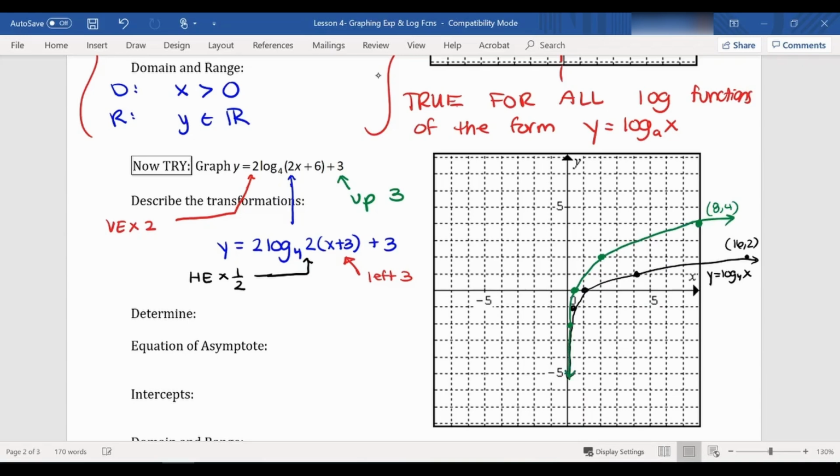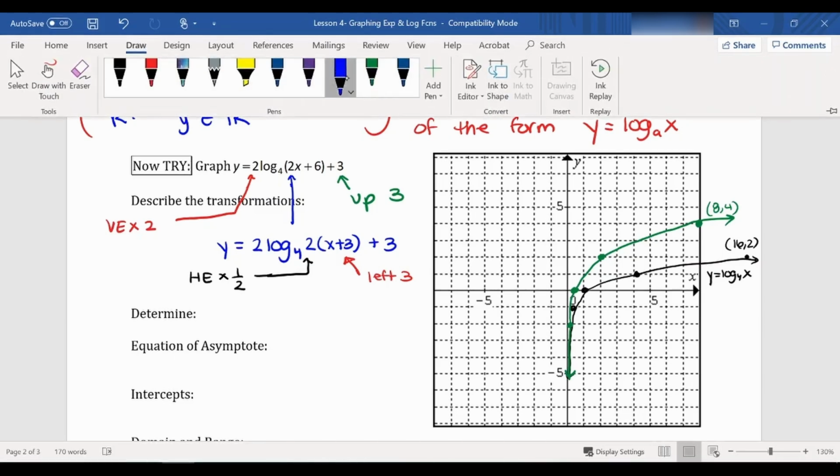Now, notice how my asymptote would stay on the axis for now because we're only dealing with expansions and compressions. My asymptote's at 0, so any expansions, compressions will not move that asymptote. However, my asymptote will move when I move this thing left, right. So once I move this thing, I'm going left by 3, up by 3. So all these points in green need to move left 3, up 3.